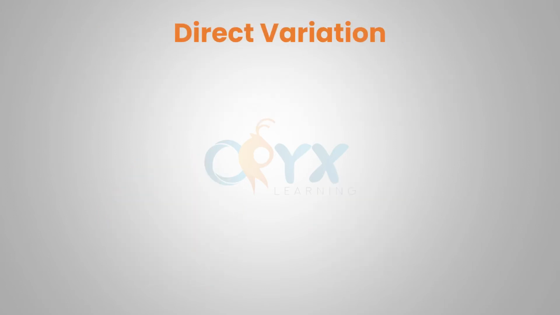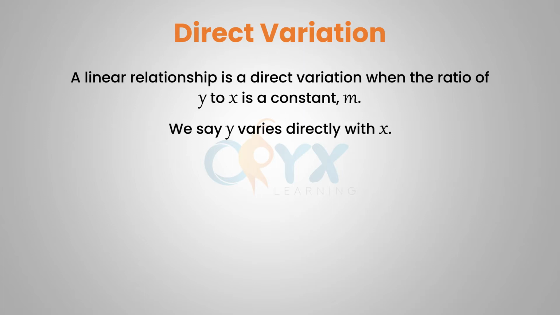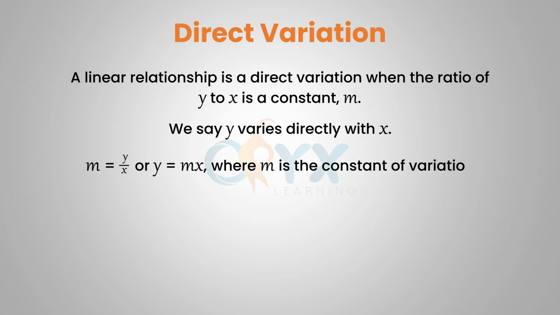Direct variation. A linear relationship is a direct variation when the ratio of y to x is a constant m. We say y varies directly with x. m equals y over x, or y equals mx, where m is the constant of variation and m cannot equal 0. Direct variation equations can look like y equals 3x, y equals 6x, or y equals 1/2 x.